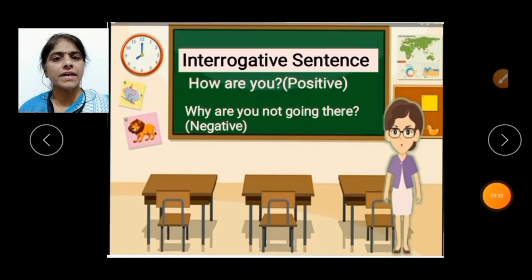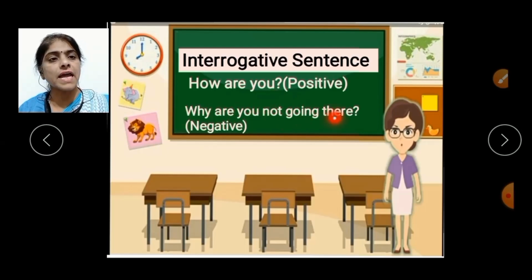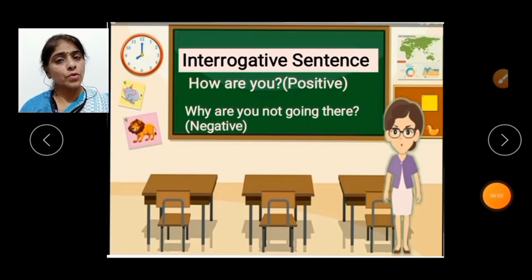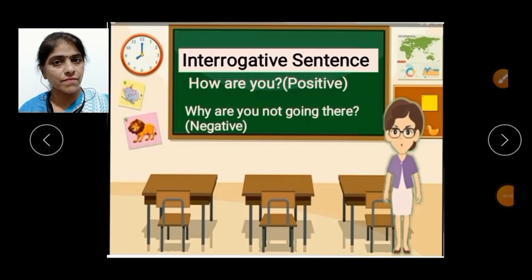Now let's have the interrogative sentence to understand the same thing. Here also we are having 2 examples. How are you? How are you is giving the positive meaning. And why are you not going there? As you can see in this sentence, not is there. So this sentence is giving negative meaning. So in this way, interrogative sentence also can have positive as well as negative meanings.